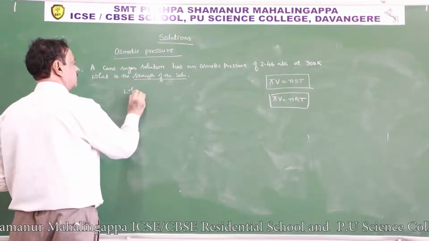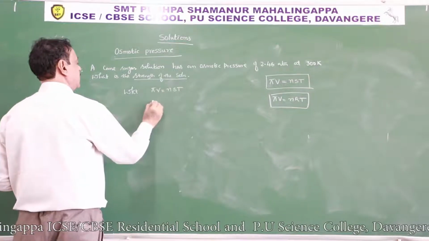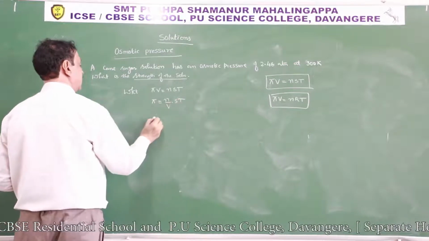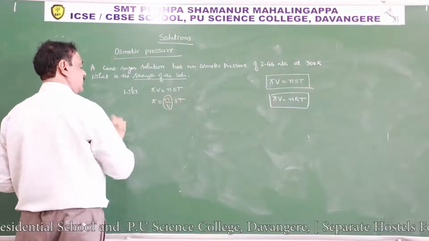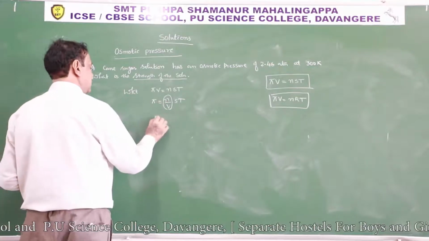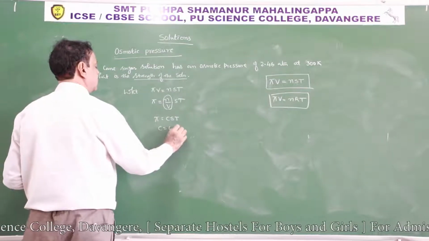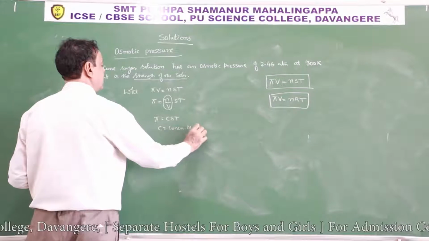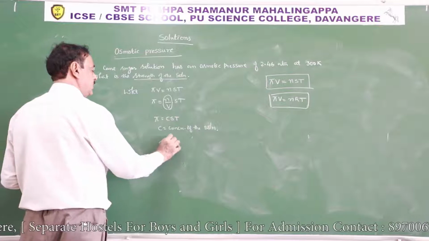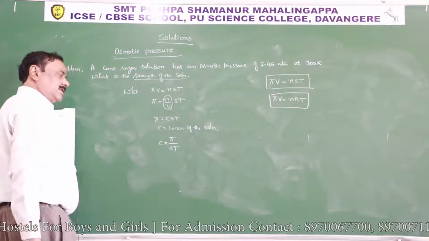We know that pi into V is equal to n into S into T. Therefore, pi is equal to n divided by V into S into T. Whereas n by V is nothing but the number of moles of solute in the volume of the solution. We can replace it with C. Therefore, pi is equal to CST, where C is the concentration of the solution. Now C is equal to pi divided by S into T.